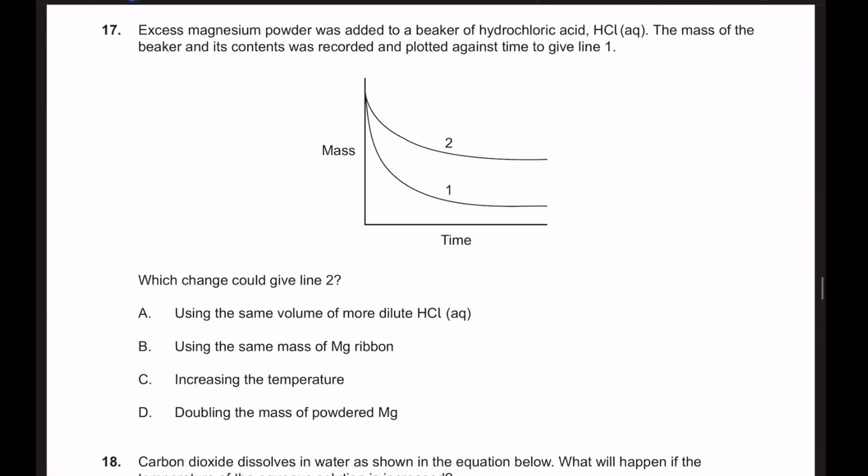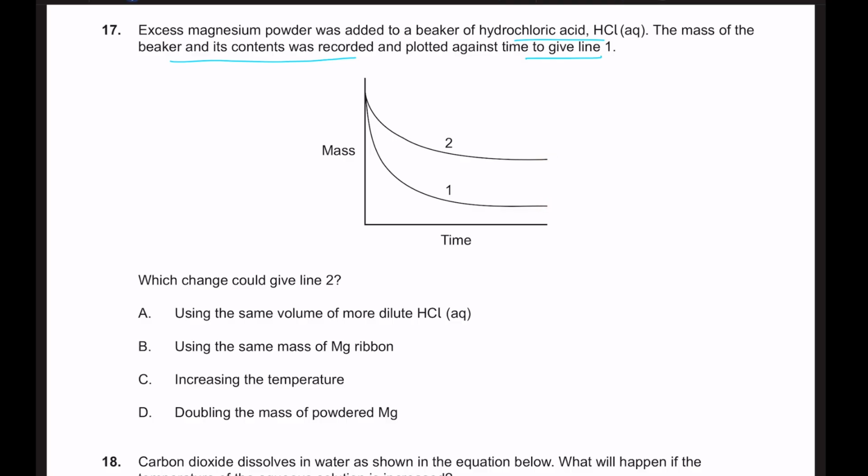Now moving on. Excess magnesium powder was added to a beaker of HCl. The mass of the beaker and its contents was recorded and plotted to give line 1. So initially you have this line 1, right? Now what change would give line 2? Line 2 has a lower rate of reaction. The reaction is slower and it's producing less product as compared to line 1.